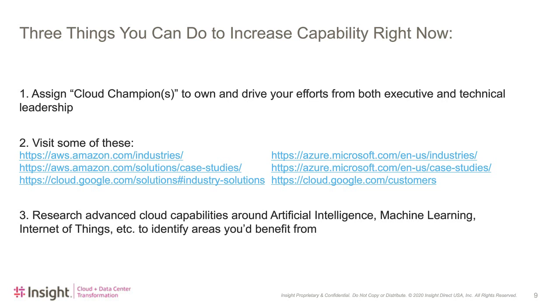And oftentimes you're going to have this conversation in collaboration with the business side of your organization. This isn't necessarily just IT. We're talking about innovating net new capability. And then research advanced cloud capabilities. And this is what I was talking about earlier, the artificial intelligence, machine learning, Internet of Things.